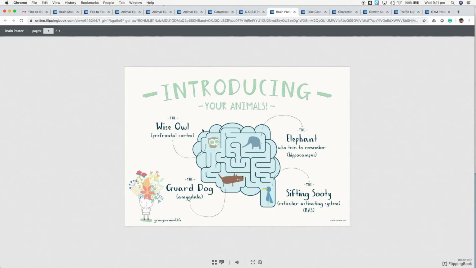Can you tell me what the fancy brand name is? Or I'm thinking of an animal that often helps me to focus. Okay, that's your Sifting Sooty. And so once again, it's just very clear for students to see, and you're refreshing and reminding them.